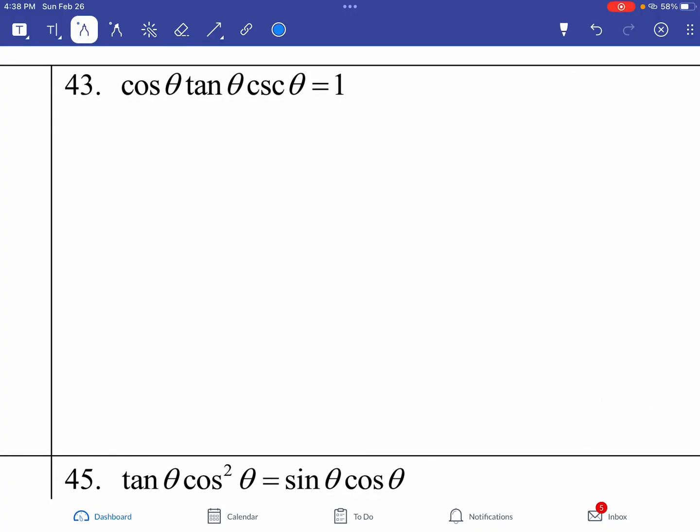So here we have cosine. Tangent is sine over cosine. And 1 over cosecant is 1 over sine. I'm going to put the cosine on the front over 1 just so we can see everything. The cosines will cancel, the sines will cancel. We'll be left with just 1 equals 1.